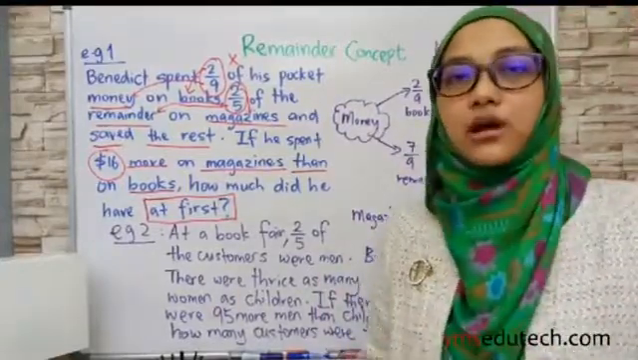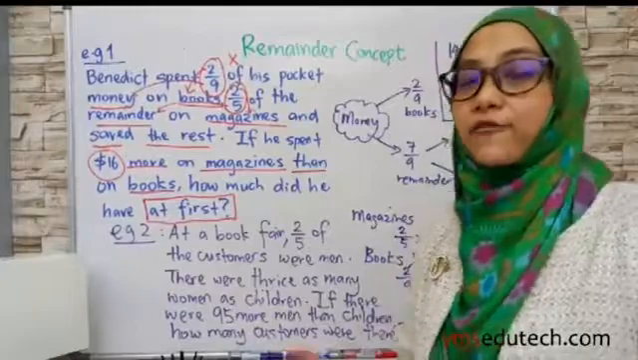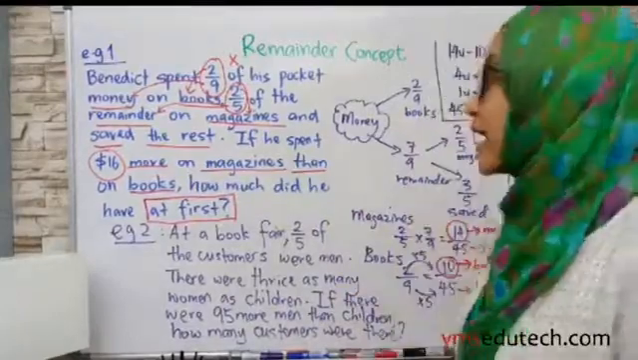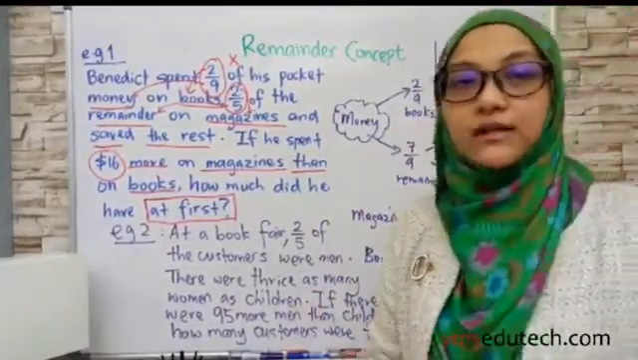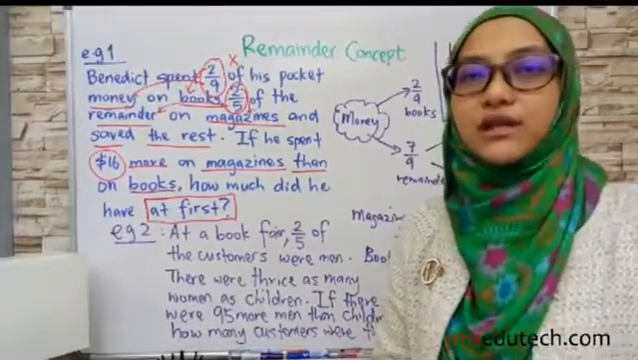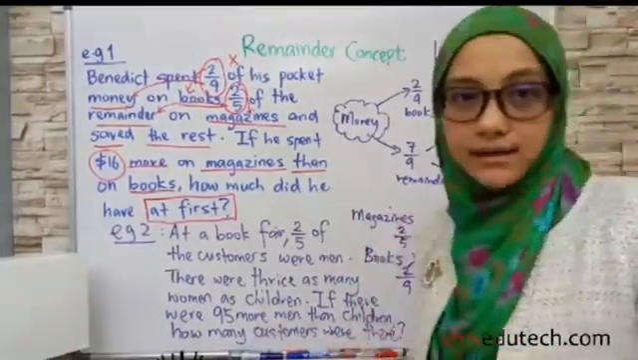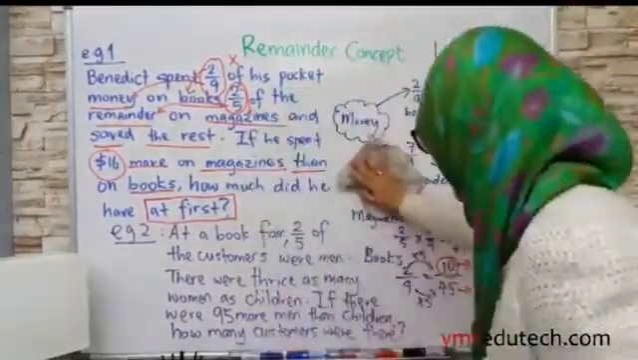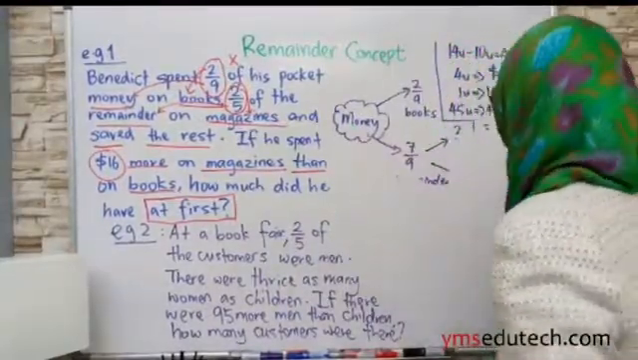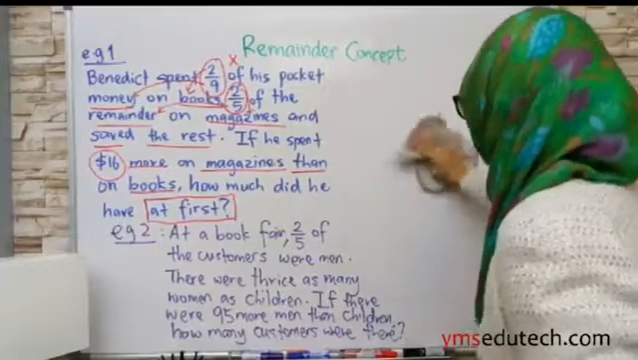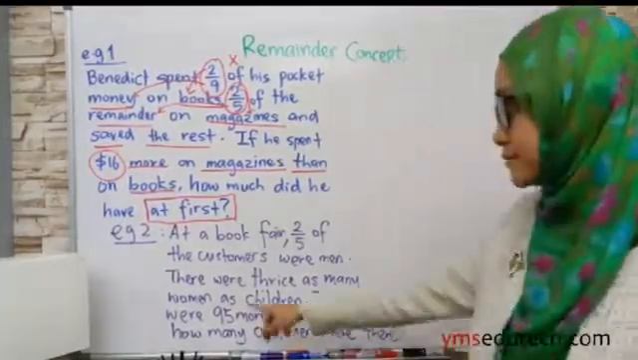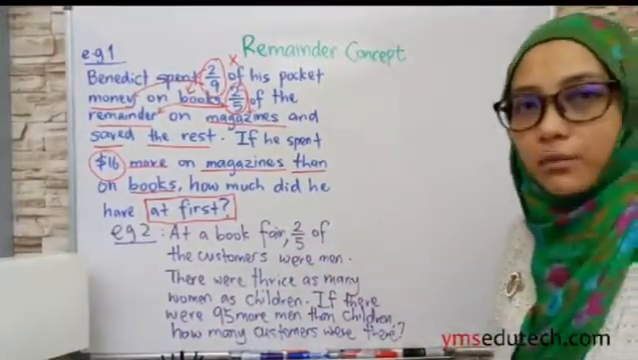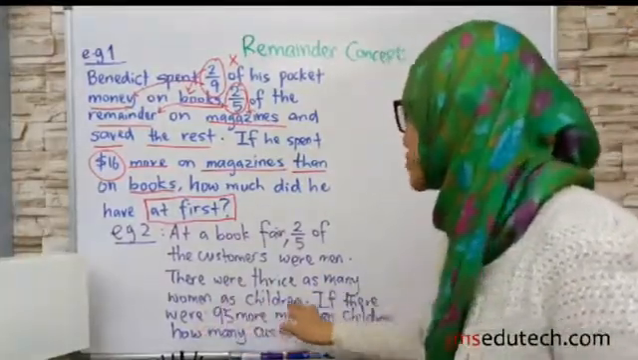You may want to open up your child's textbook or assessment books and find more questions that have the keyword remainder and try out the method. Okay, and earlier I have also mentioned that not all remainder concept questions have the keyword remainder or remaining. Example in question 2 here, let me erase this back so we can see better. In question 2, it says, at a book fair, 2 out of 5 of the customers were men. Full stop. There were twice as many women as children.